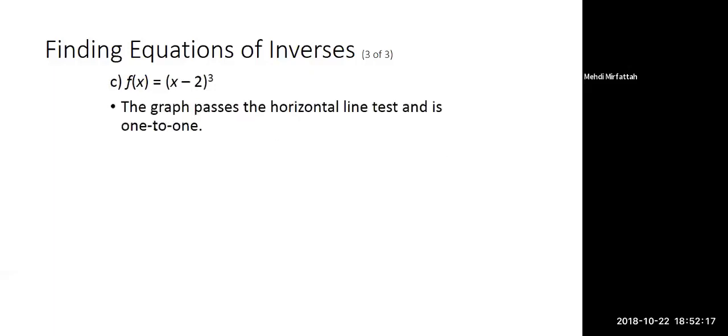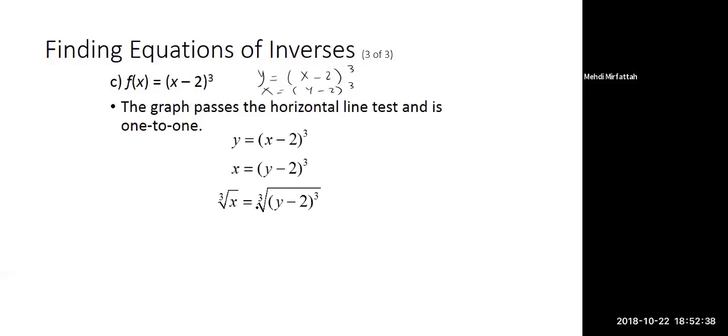f of x equal to (x minus 2) cubed. If you look at the graph of that, the graph passes the horizontal line test, so it is one-to-one, so I can find the inverse of that. So I can write y is equal to (x minus 2) cubed, exchange the position of x and y, and then solve for y. You substitute for each y an x, for each x a y, and then you simply solve for y.